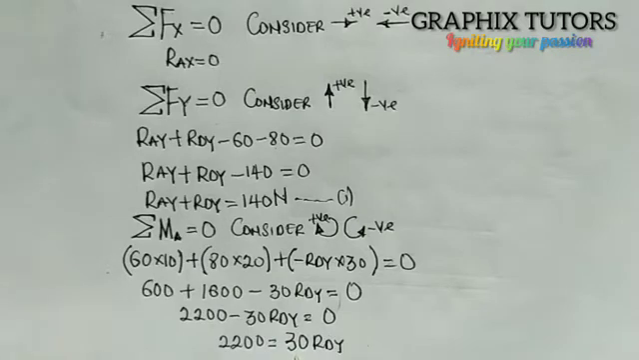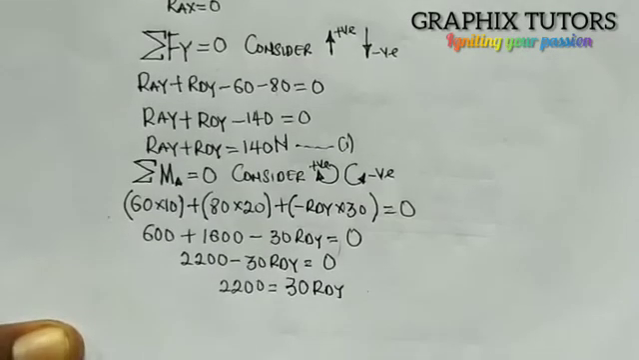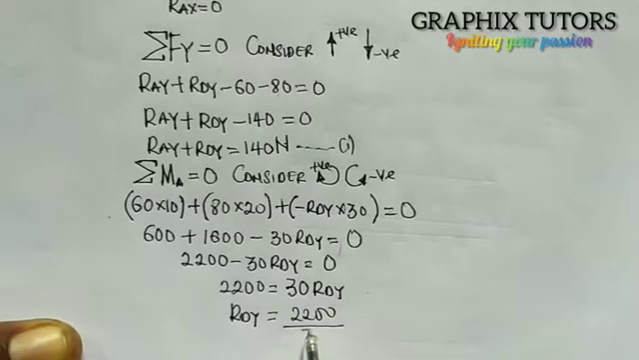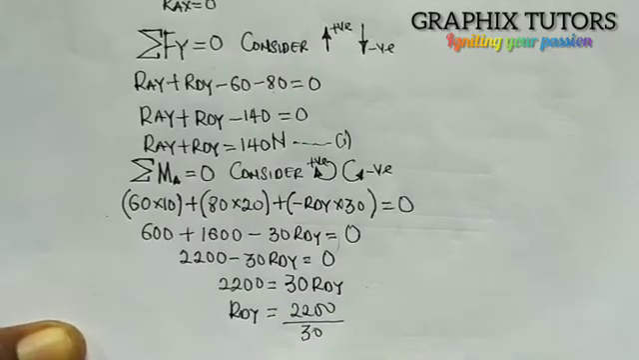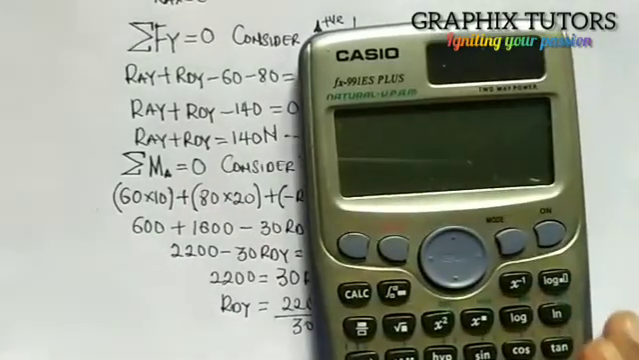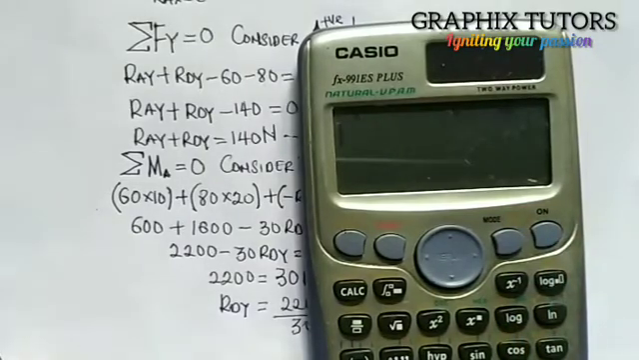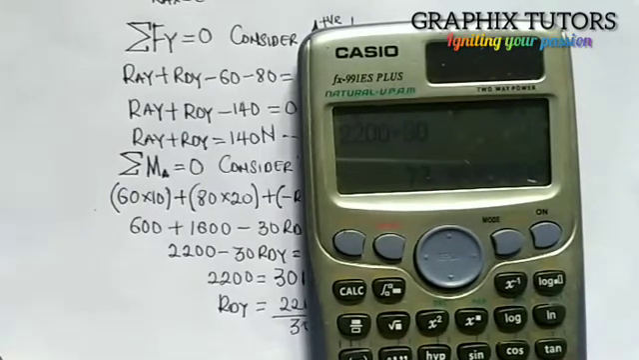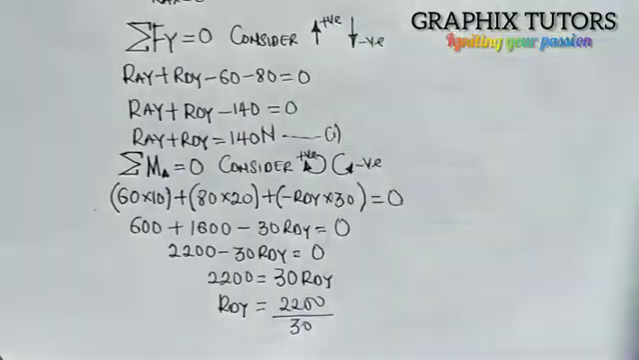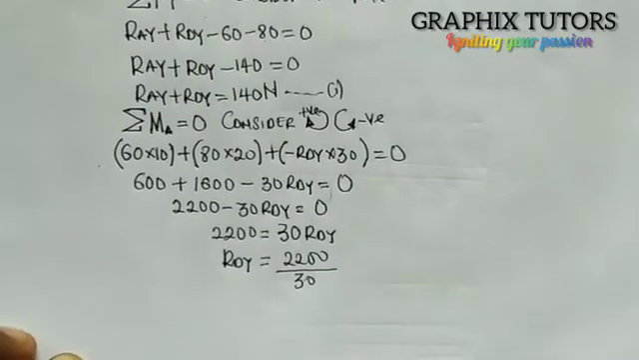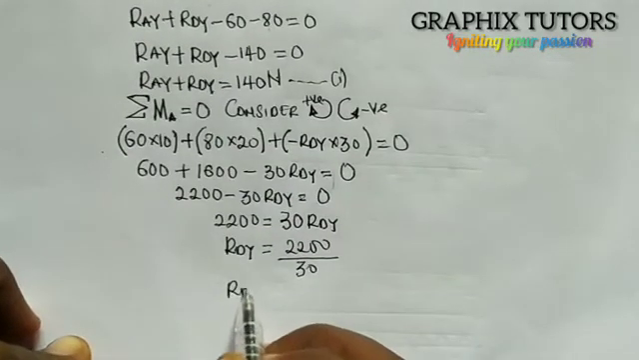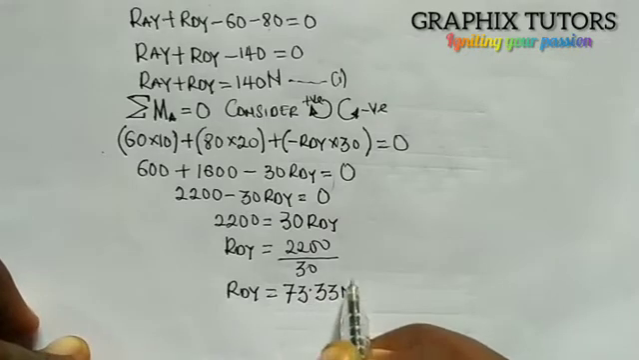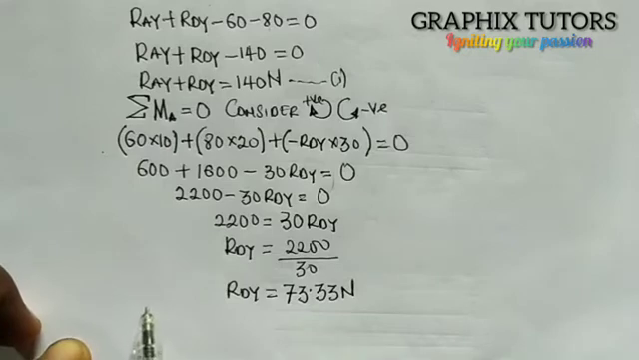Now if you divide both sides by 30, we are going to have RDY equals to what? 2200 all over 30. Now if I input this in my calculator, 2200 divided by 30 will give me 73.33. So in doing that, my RDY is equal to 73.33 Newton.